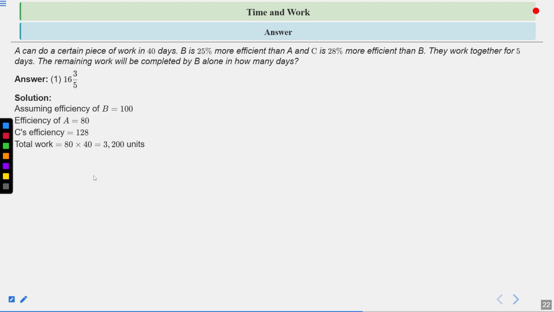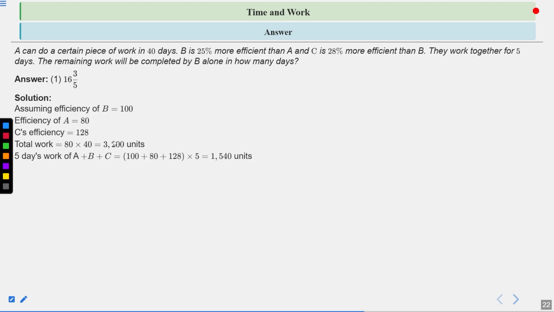So the total work will become 80 into 40. According to the question we let the efficiency of B be 100, so the efficiency of A is 80 units and A takes 40 days. So total work will become 80 into 40, which is 3200 units.